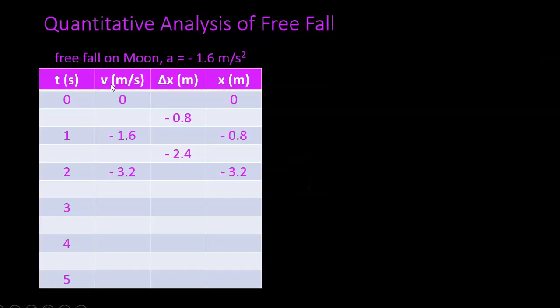Let's take a look at free fall on the moon. Here we have an acceleration of negative 1.6 meters per second. We're going to drop something from rest, 0 velocity, at a position of 0.